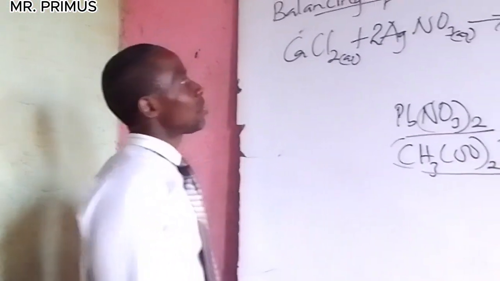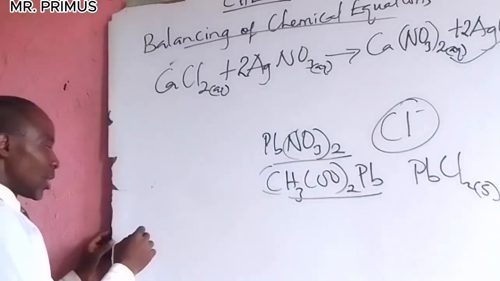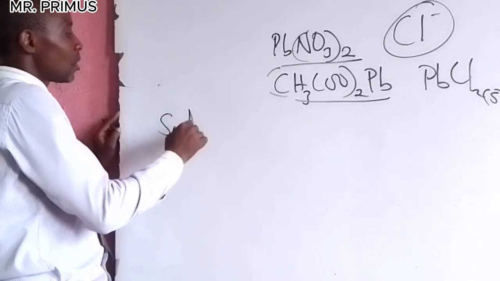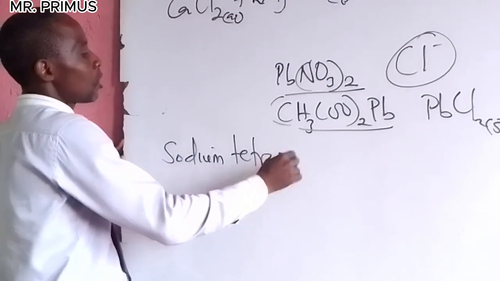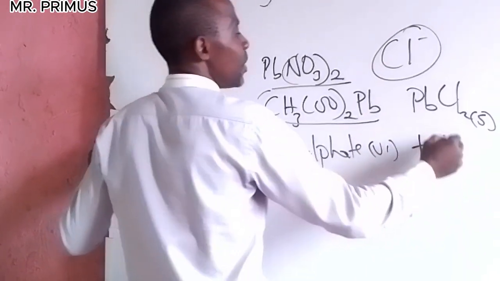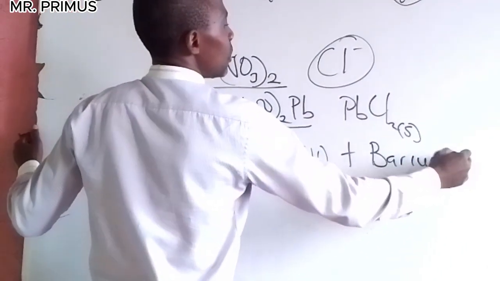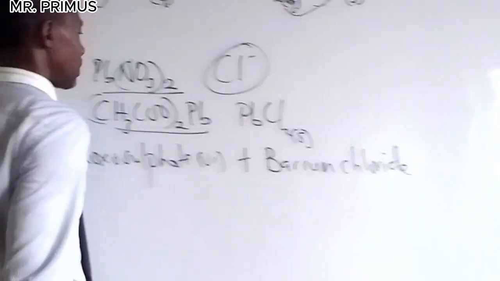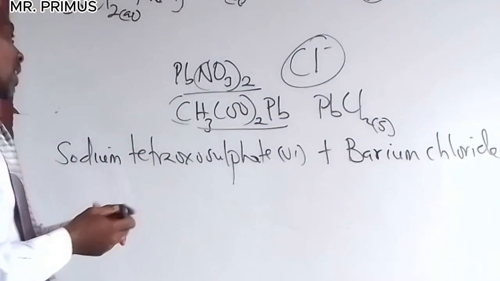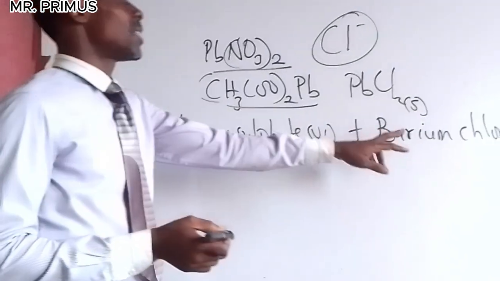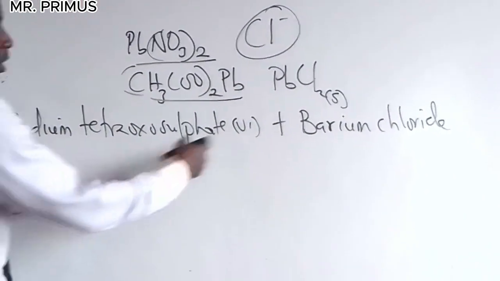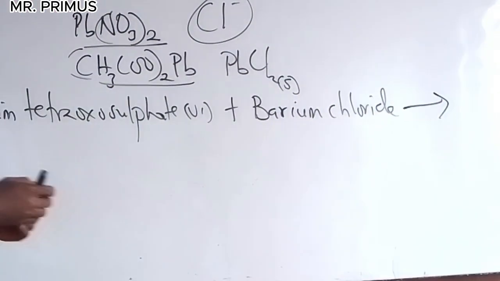So what I want you to do is to try this. Balance a chemical equation between sodium tetraoxosulfate(VI) plus barium chloride. I don't want to write the formula of the compounds. Normally barium chloride is used in precipitating tetraoxosulfate(VI) ion. Barium chloride, you use this thing to precipitate SO4 2-. So write this plus this, reactants plus products. You just have to write the products you have here and balance it.